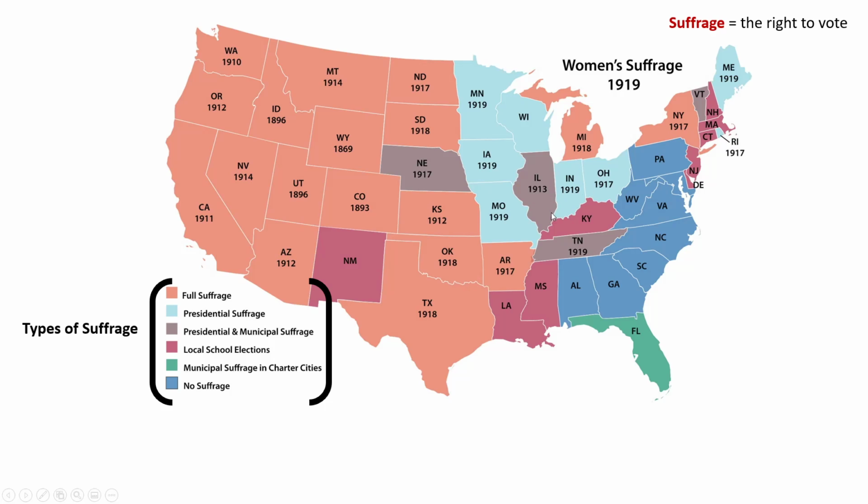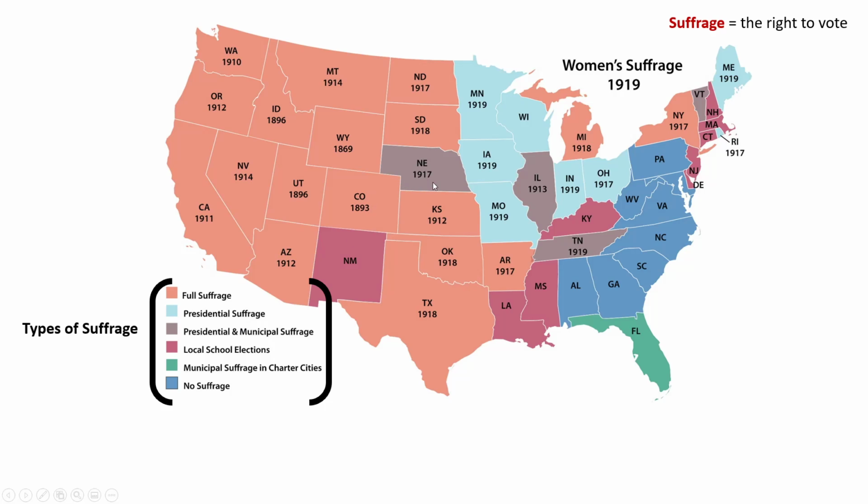Over here in an area that today we call the Rust Belt, but back then we didn't call it that, states like Wisconsin, Minnesota, Ohio, Indiana, these states said women can only vote in presidential elections. Over here, the little brown ones, or kind of purplish brown ones, say presidential and municipal suffrage. Municipal just means city, so they can vote for the president, but they could also vote for things like the mayor, city councilors, that type of thing.